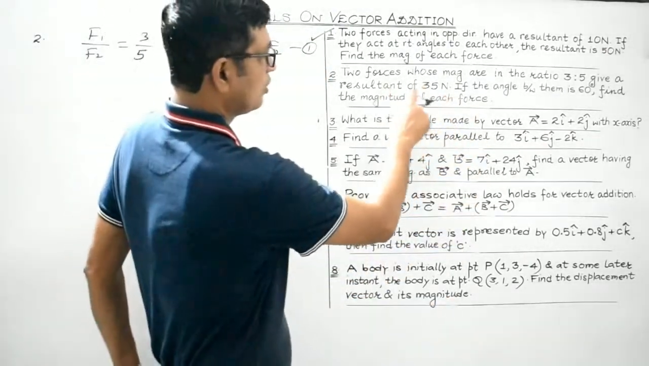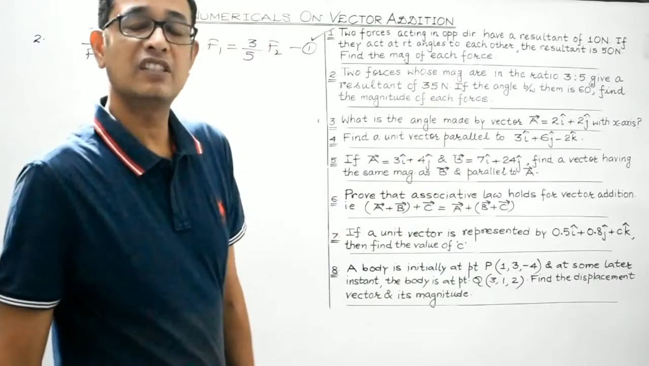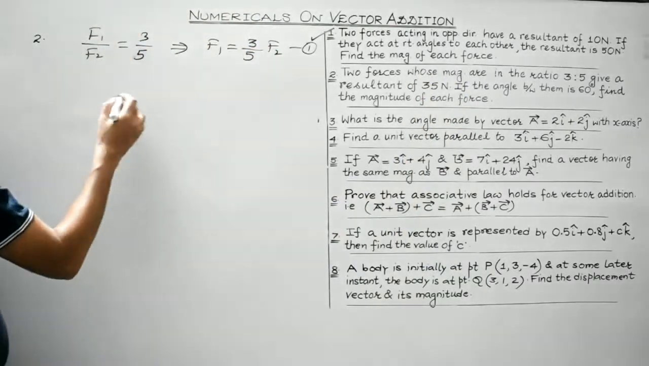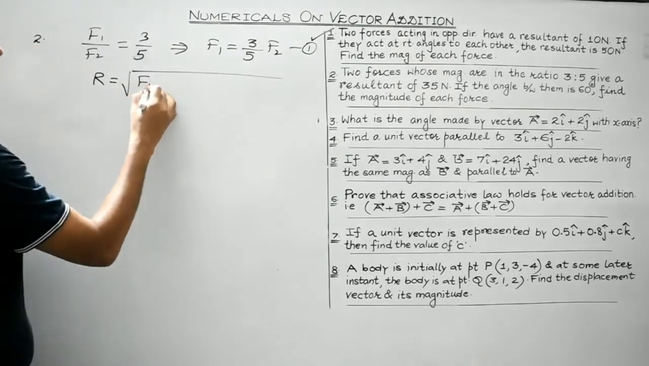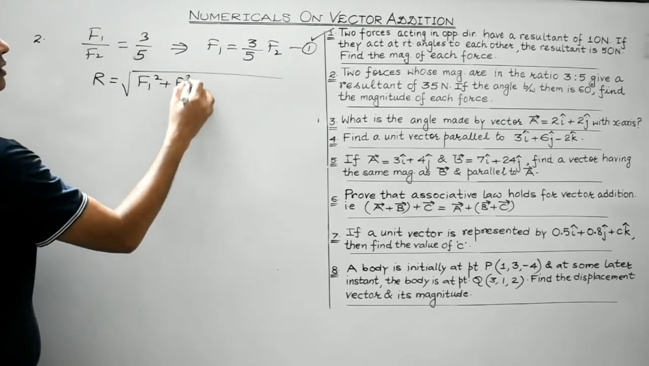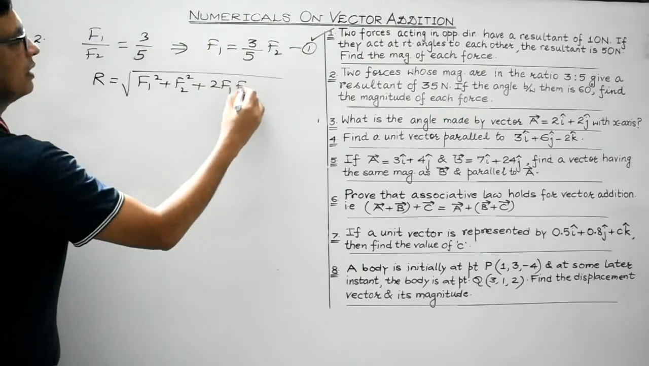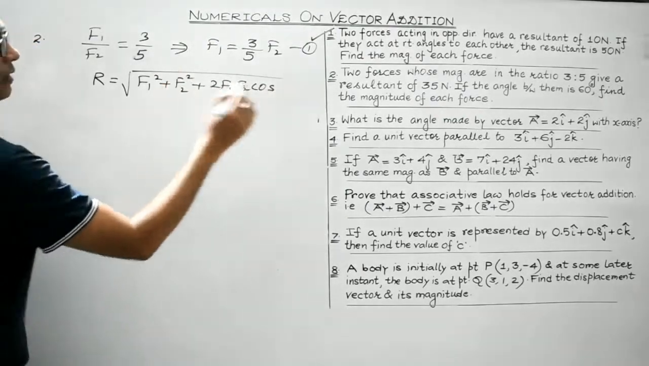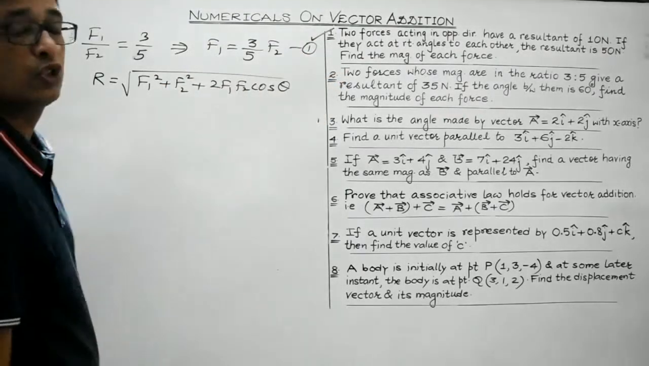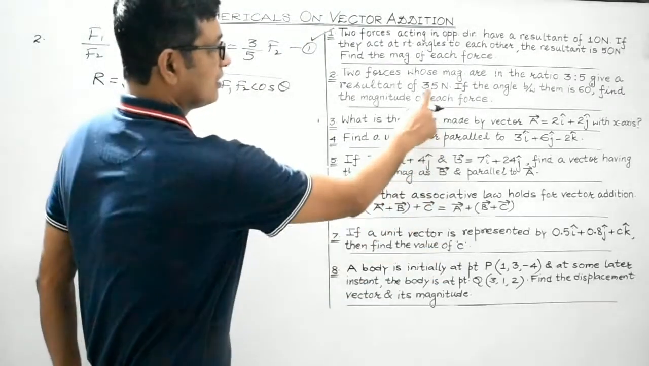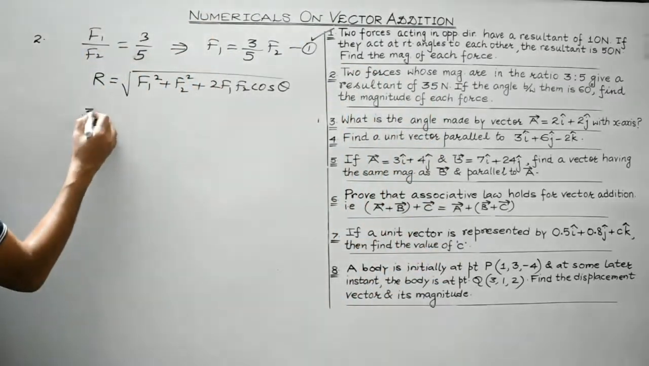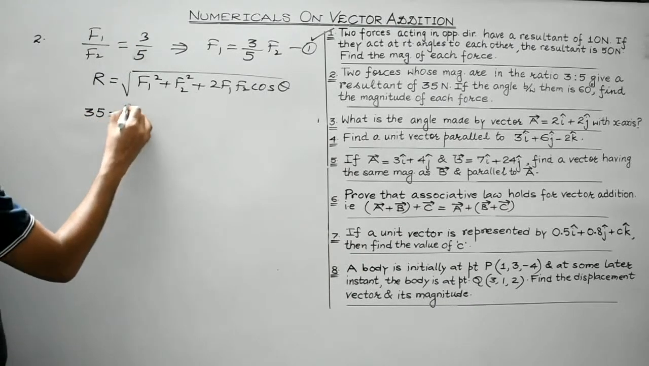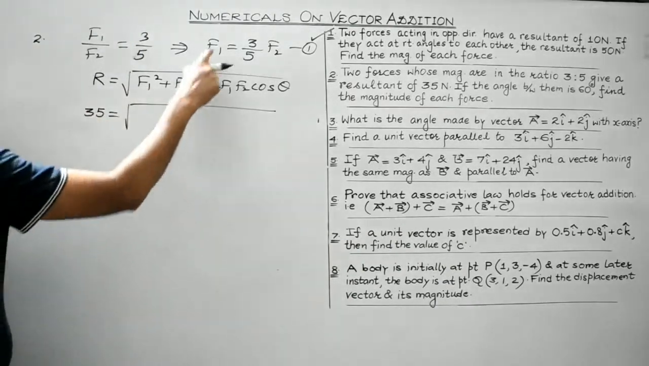And it gives a resultant of 35 Newton if the angle between them is 60 degree. Now look students, this is the formula. The resultant is equal to square root of F1 square plus F2 square plus twice F1 F2 cosine of the angle between them. Over here it's given to be 60 degree and the resultant is given to be 35 Newton. Right? Let's solve it. So 35 is equal to square root of F1 square.